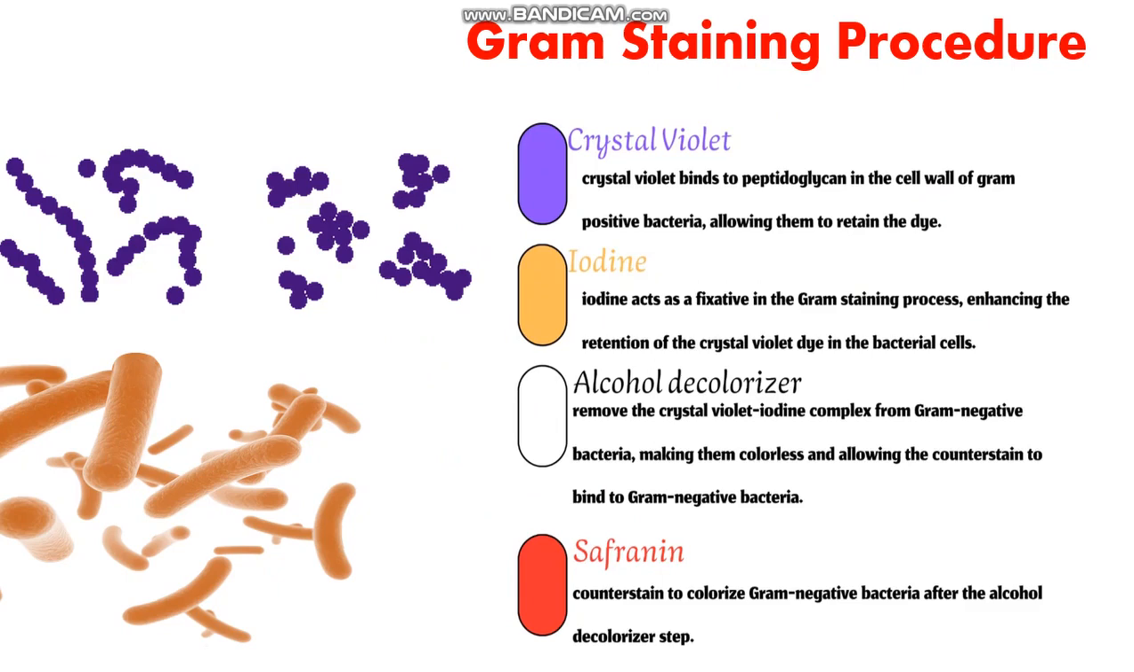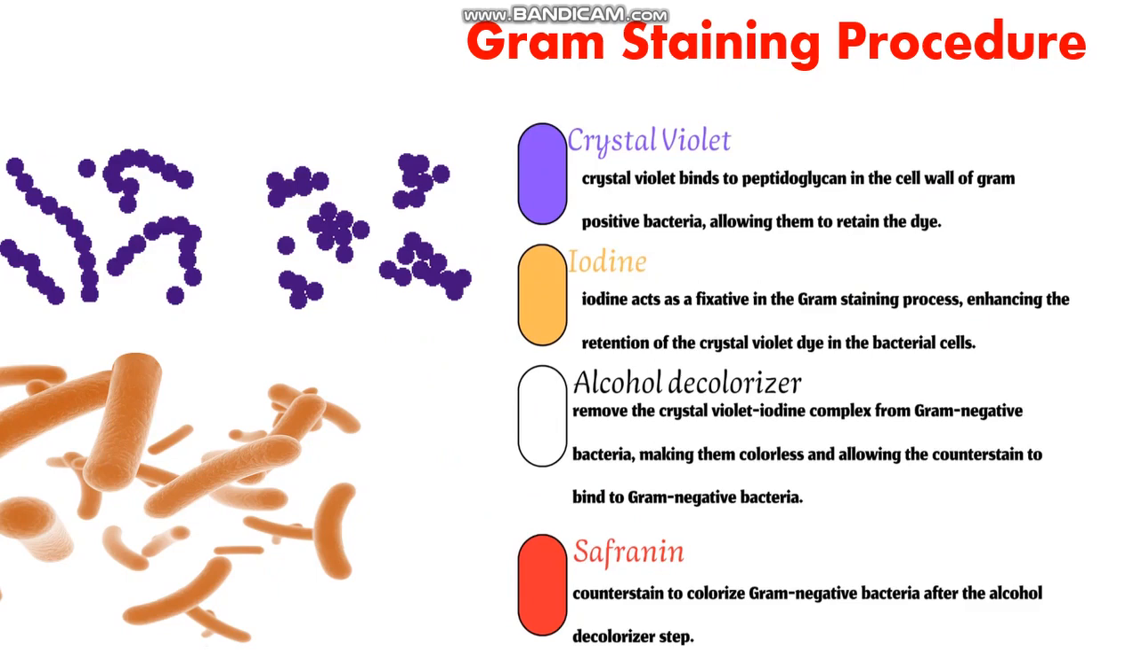Third, we have the alcohol decolorizer, which I believe is the most critical step in the Gram stain process. This step uses an alcohol or acetone decolorizer, and it removes the crystal violet-iodine complex from gram-negative bacteria, which have a thinner peptidoglycan layer and an outer membrane. As a result, the gram-negative bacteria become colorless.